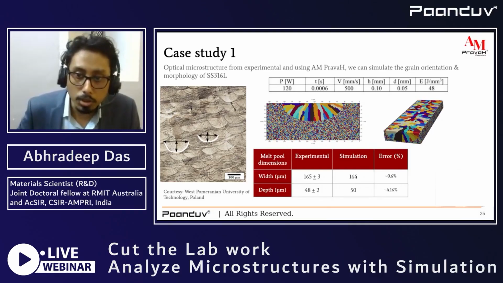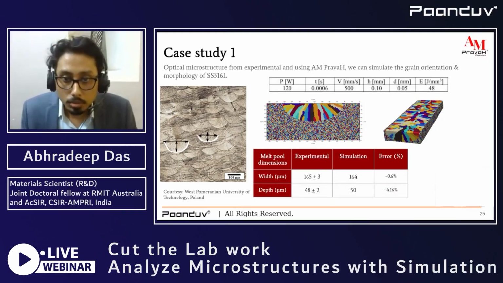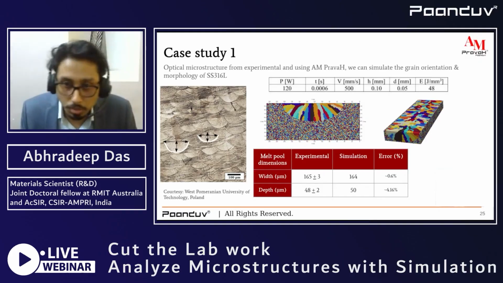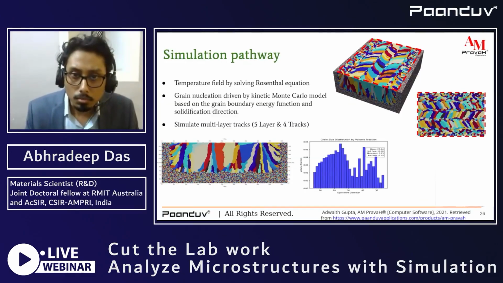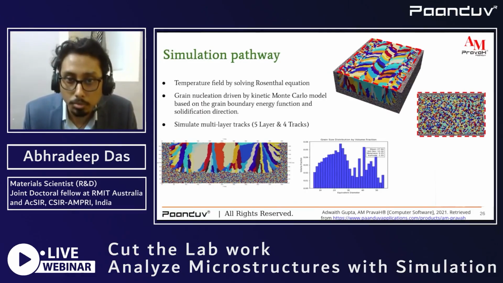so that what we have here is a single build, a single track analysis of the melt track for this particular module. We can see here the width and depth analysis from the experiment and the simulation, and the error percentage in our case is way below 5%, which is quite accurate. Taking these dimensions and using Rosenthal's equation, we have developed the entire microstructure for a 5-layered and 4-track simulation.